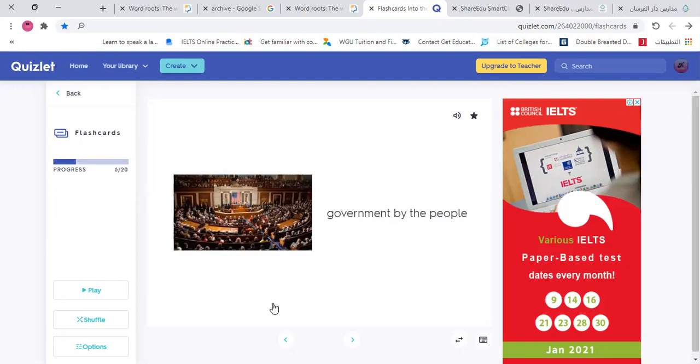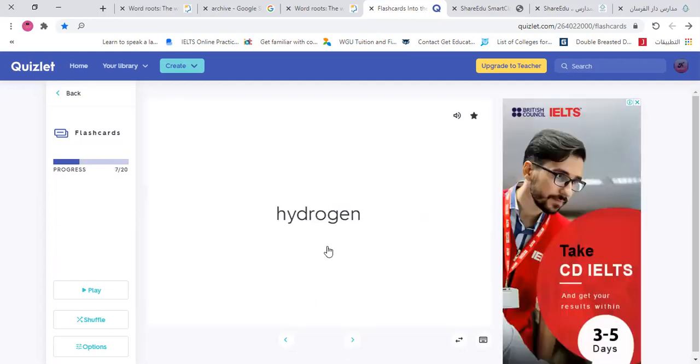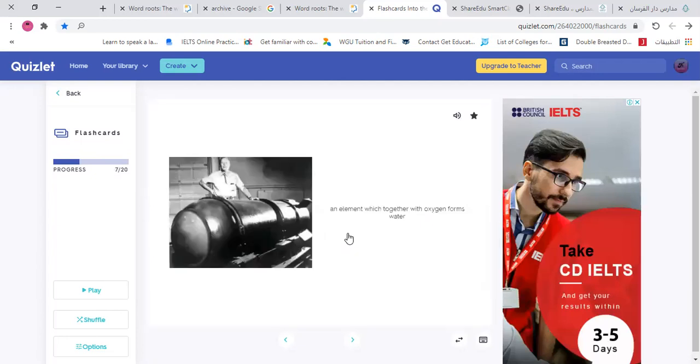Okay? But if I know democracy, it means that all people are equal, all of them have the right to elect and to choose the president. So it is something based on equality. Then we have hydrogen. What is hydrogen? It consists of what? Water. Water and oxygen. So an element which together with oxygen forms water.